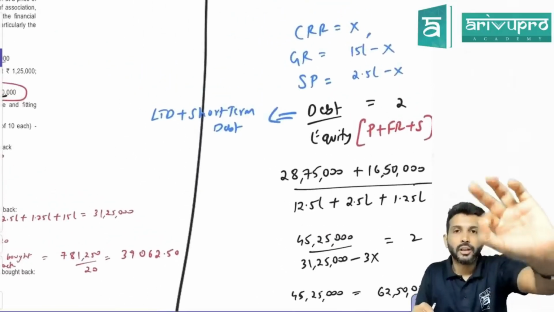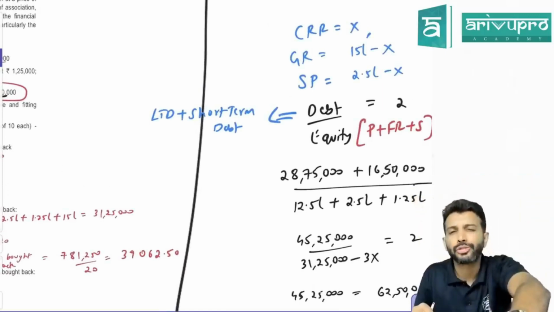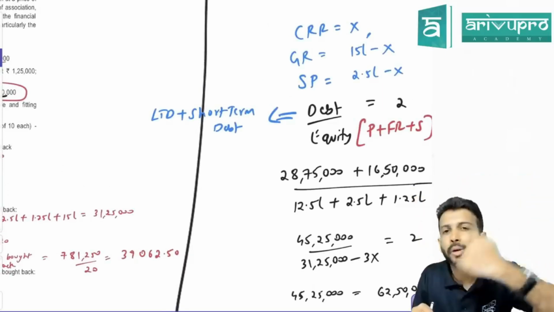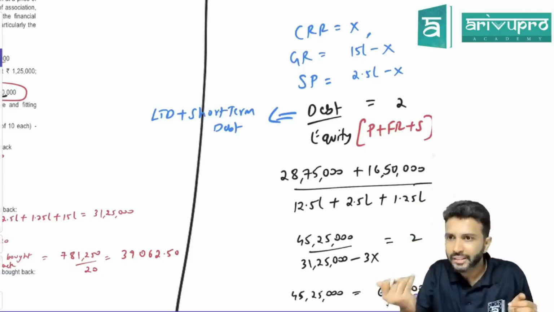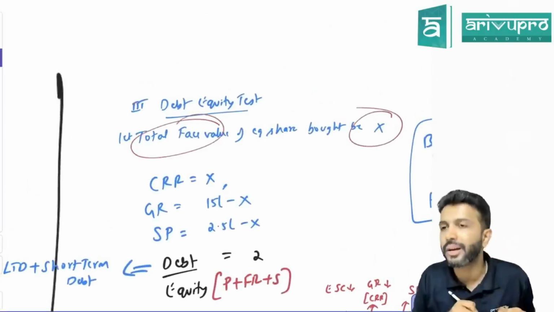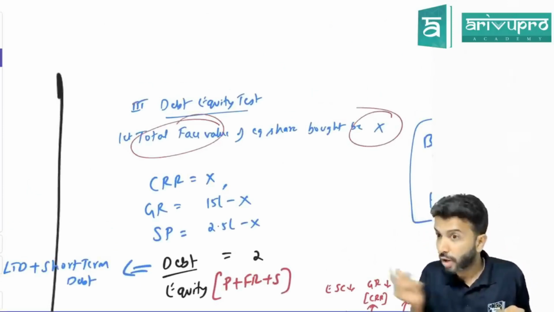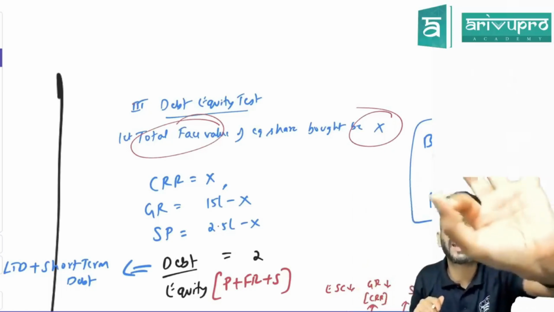One, sir. After you buy back, equity share capital will be same or it will reduce? It will reduce. Equity share capital is always shown at face value. So when you do buyback, it will also reduce by face value. How much is the face value of the shares I've assumed? X. Not face value of one share. I've assumed the total face value of the shares bought back to be X.